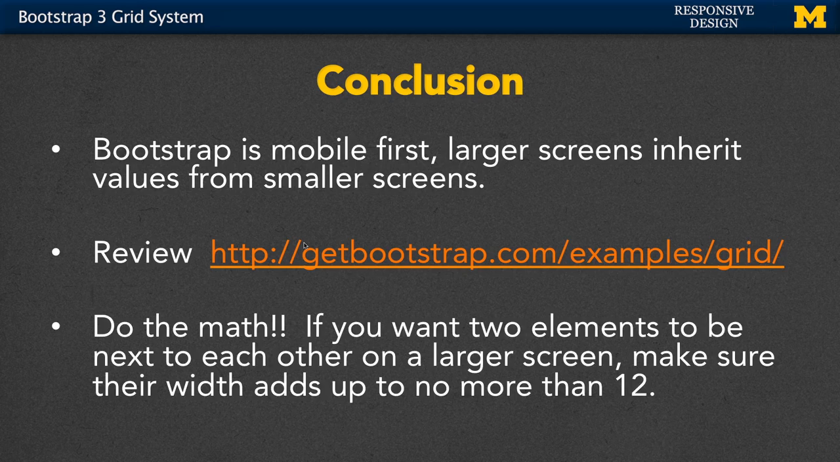Really important, do the math. If you've got maybe a third grader or a fourth grader at home, someone who's about 8 to 9, have them check. Because one thing you always want to make sure you do is that the columns that you want to be next to each other shouldn't add up to more than 12. Seems like a simple thing, but it's very important.